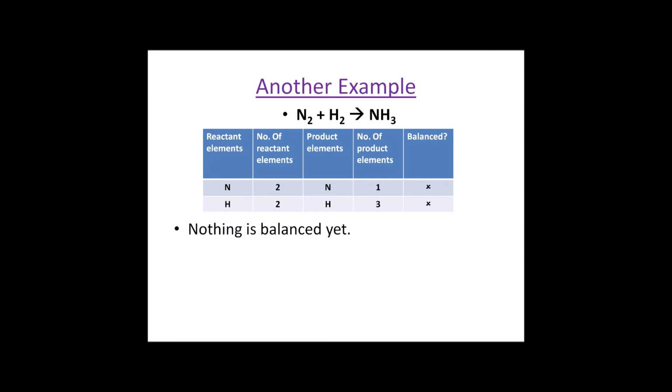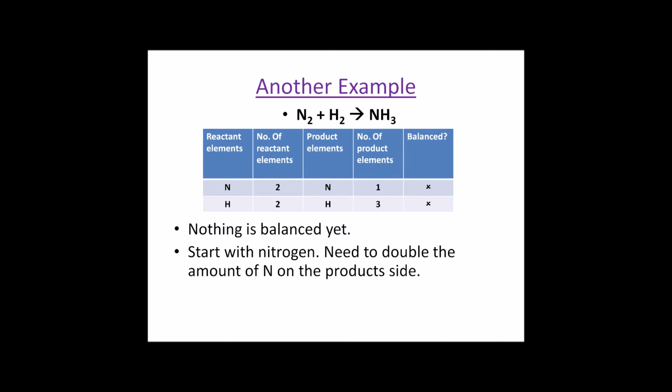Now neither of these are balanced, so we need somewhere to start. My first step is to start with nitrogen, A, because it's the furthest on the left hand side, and B, because it's the simplest to look at, following the same process as before. We've got double the amount on the left hand side, our reactant side, compared to the right hand side, our product side. So we need to double the amount of nitrogen on the right hand side. And again, we can't go N2H3 because that would be changing the molecule. So we can only put a big number in front of it. So 2NH3.